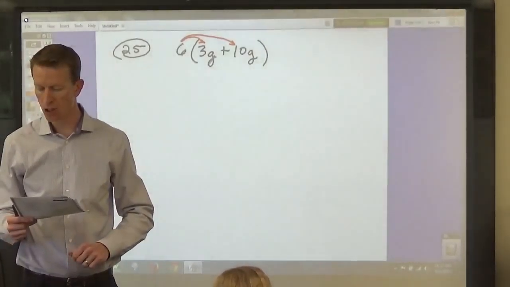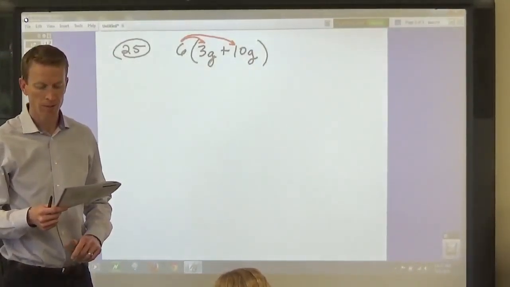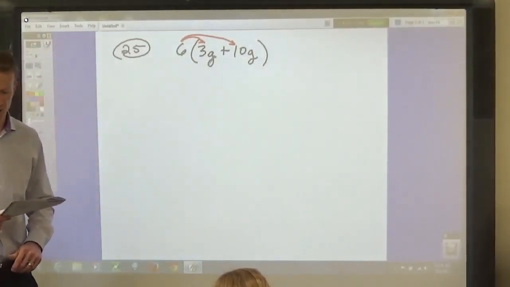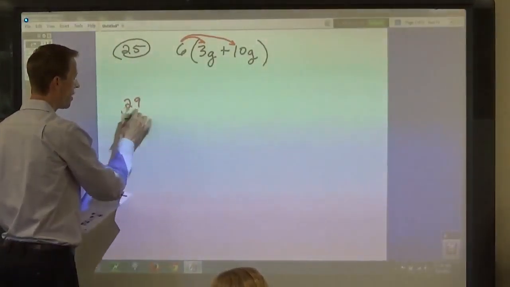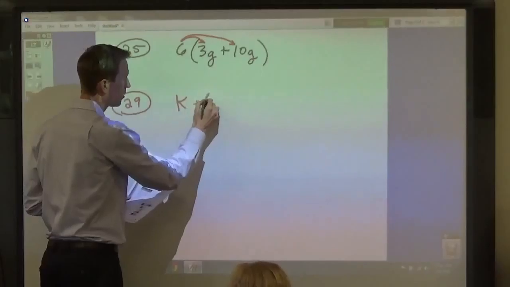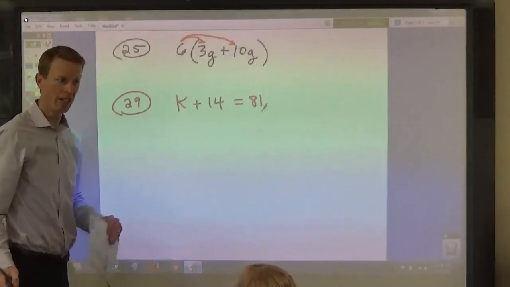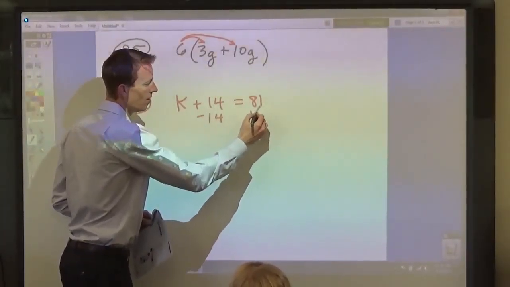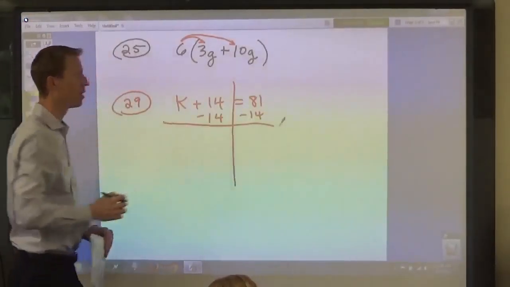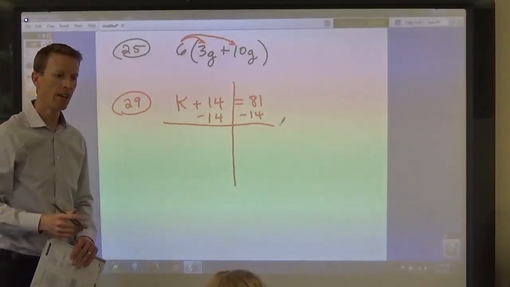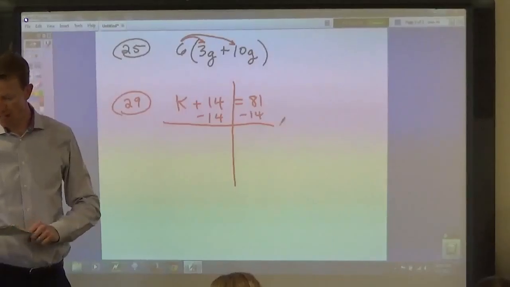29, you have to show work. Which value of k makes the equation true? So you have to prove what k equals. Again, to prove the solution, in 29, you have k plus 14. How do you get rid of the 14? Minus 14. Both sides. Yep. So on one side, you have k plus 14. On the other side, you have 81. If you get rid of 14 from each side, you prove what the value of k is.